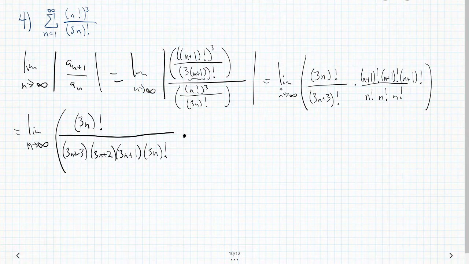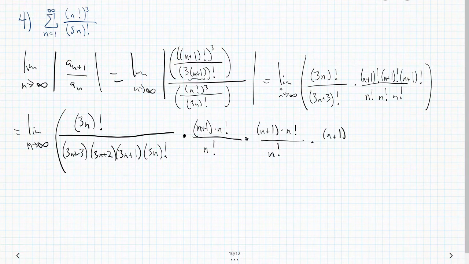So now, if we're looking on the other side of the fence, we can write this as n plus 1 times n factorial over n factorial, times n plus 1 times n factorial all over n factorial again, and then we have an n plus 1 times n factorial all over n factorial one last time. So now you can see all the things canceling here. And then we have the 3n factorials there. And so now we can simplify this.